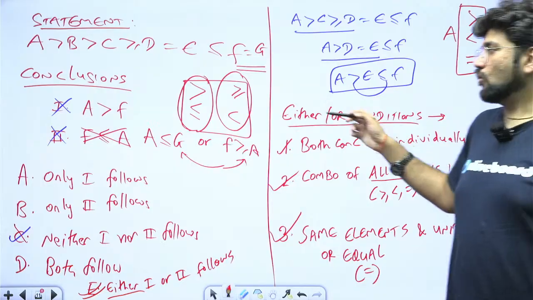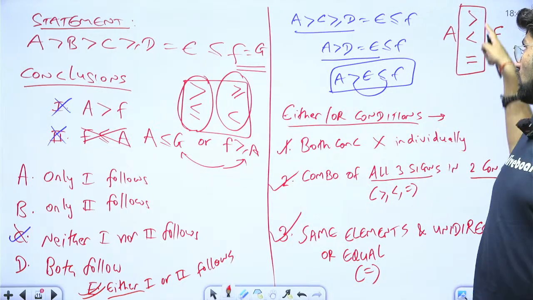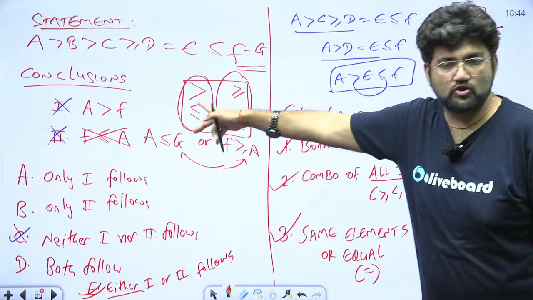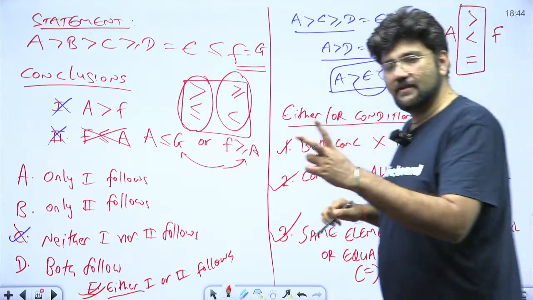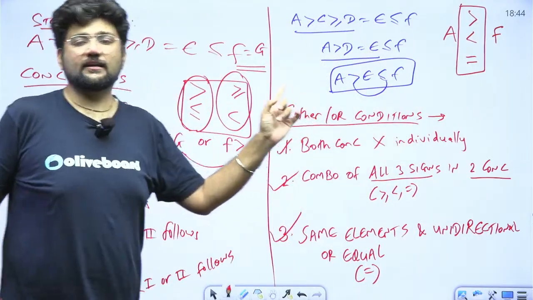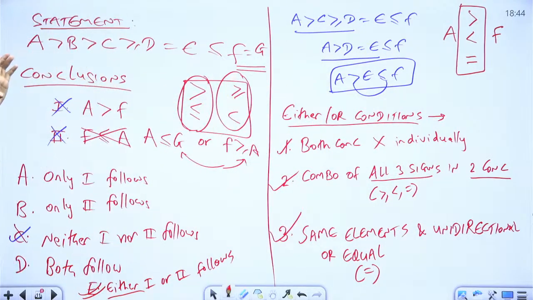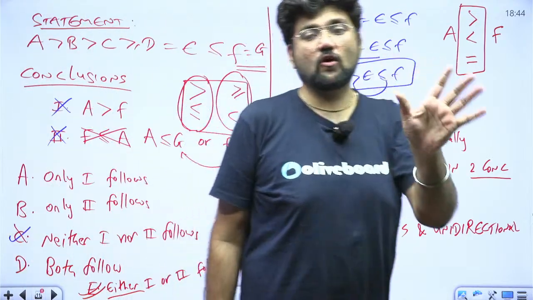Condition number 1, both should be individually incorrect. Condition number 2, there should be a combo of these three signs between these two conclusions. Condition number 3, they should be same elements, or they should be separated by an equal to, and they should be unidirectional. If everything is right, then either or case will be correct. Otherwise, neither nor will be correct.